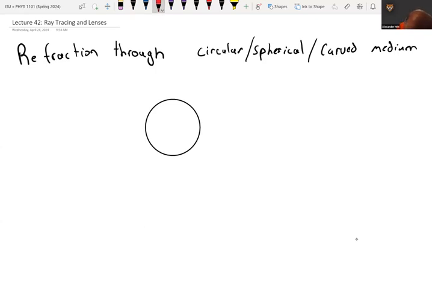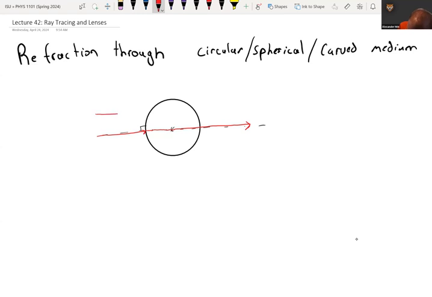So I'm going to start by drawing a dotted line roughly through the center, and let's say we have a ray of light that's going like that. Well, this ray is actually perpendicular to the surface because it's going through the radius, which is perpendicular to the edge of the circle. So this ray is just going to continue straight on through.